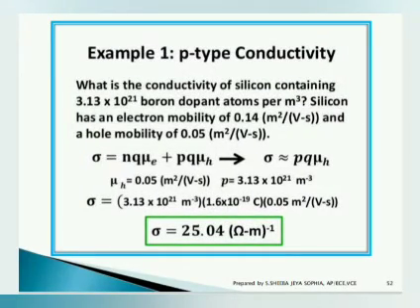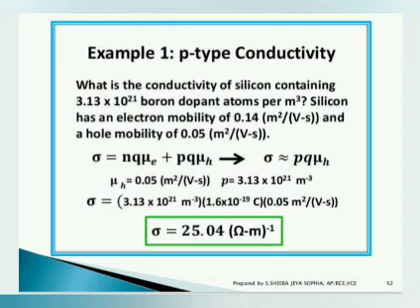Moving to the example for P-type conductivity, here you can see: what is the conductivity of silicon containing 3.313 into 10 power 21 boron dopant atoms per meter cube? Silicon has electron mobility of 0.14 meter square per volt-second and hole mobility of 0.05 meter square per volt-second. So you can write the formula and directly substitute the values since they are given directly.